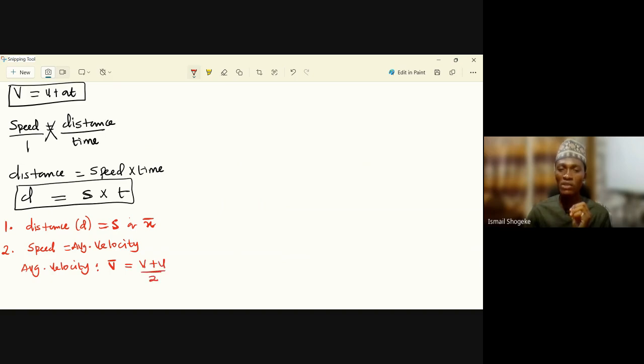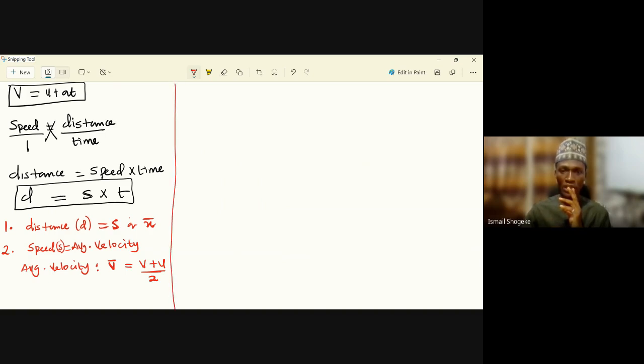When you say average of something, it means add those things together and divide by the number of things you have. It's just like a mean. Because we have just two types of velocity, the final and the initial, we're going to add both together and divide by 2. So average velocity means (V plus U) divided by 2. Now, the first change is that we're going to change distance, D, to S. The second change is we're going to change speed, S, to what? To average velocity.